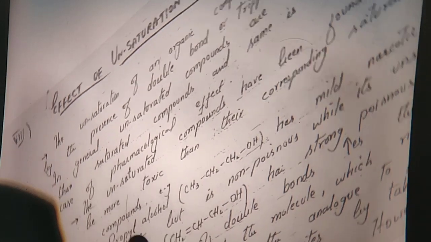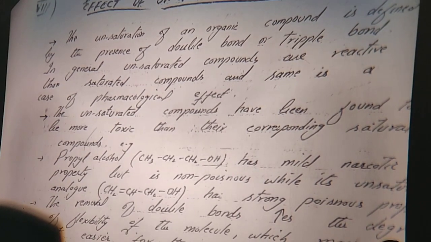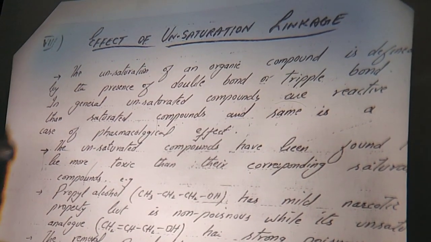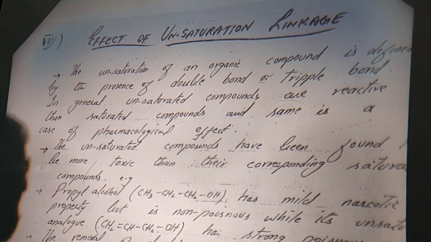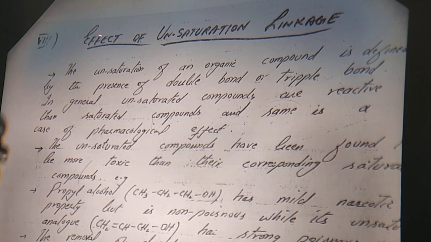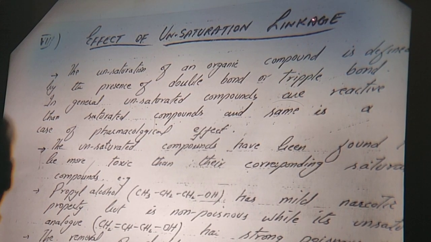The next is the effect of unsaturation linkage, that is, double bond and triple bond. What do double bond and triple bond do? The effect of unsaturated linkage: wherever there is a double bond, it will be more reactive. This has pi electrons on it, and those pi electrons can act as a nucleophile.